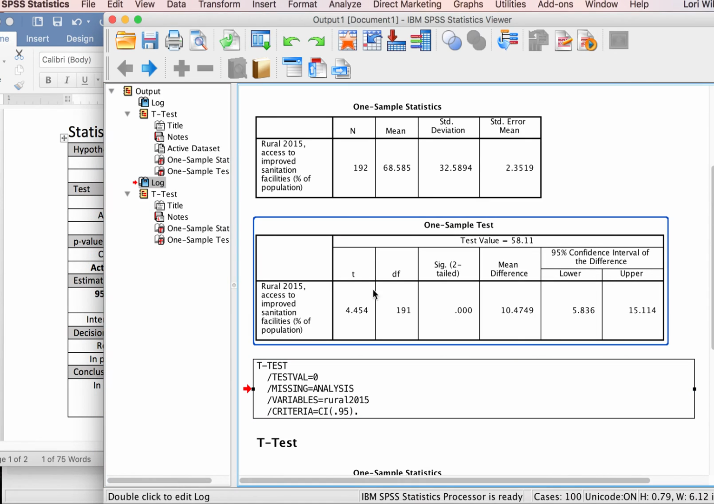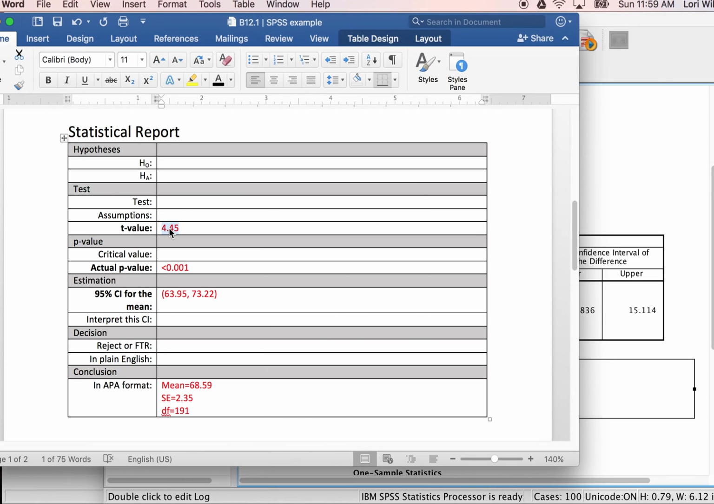The t-value is equal to 4.45, and often when the t-value is greater than 1, we'll round that to the 100th place, sometimes even to the 10th. So you can give that information here, so that's your t-value.